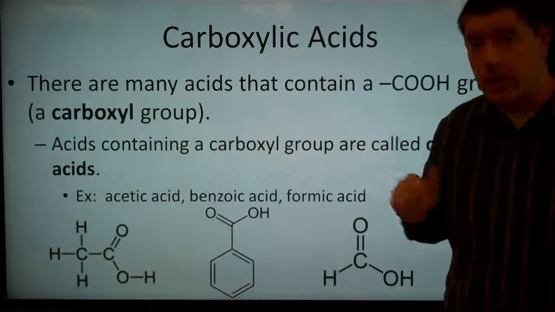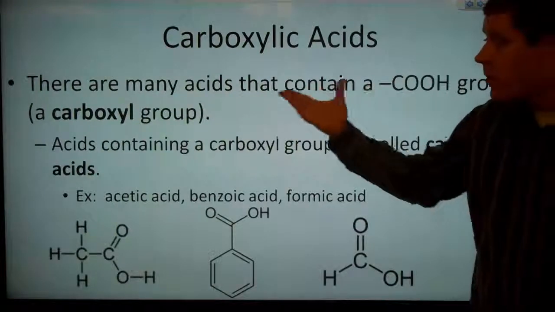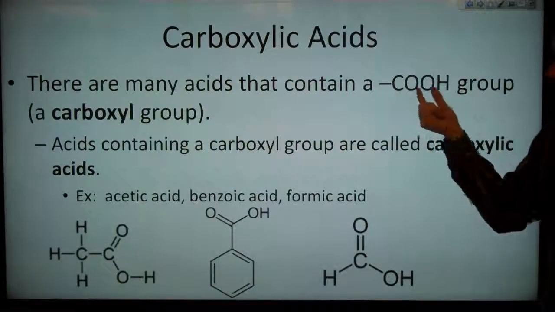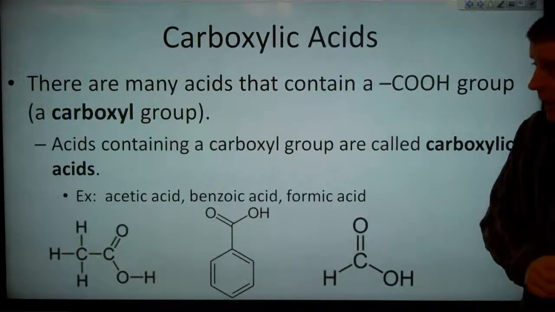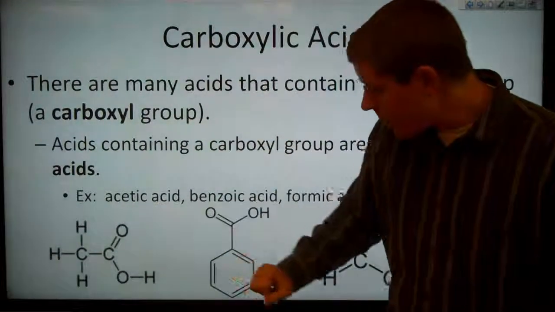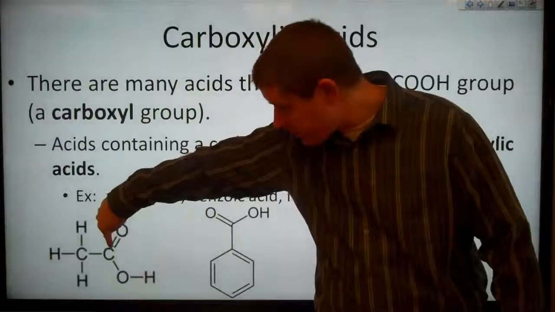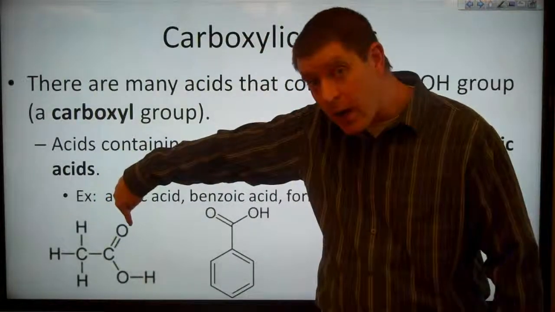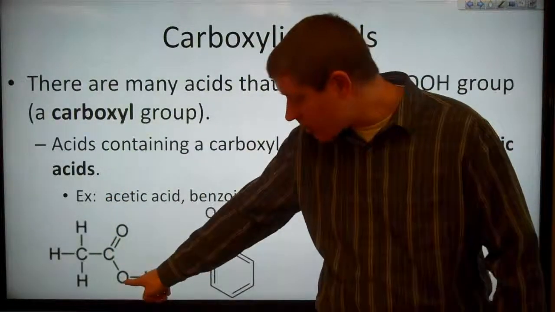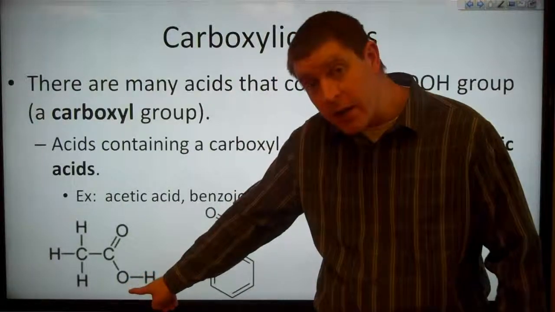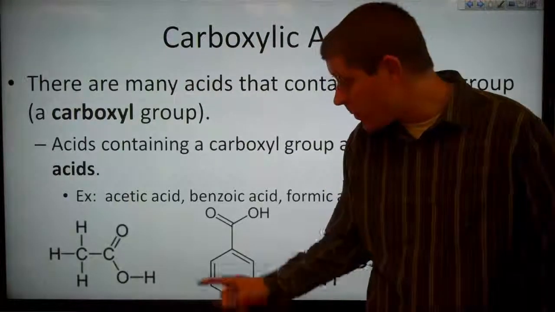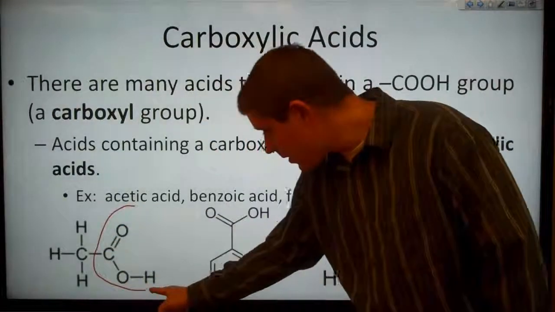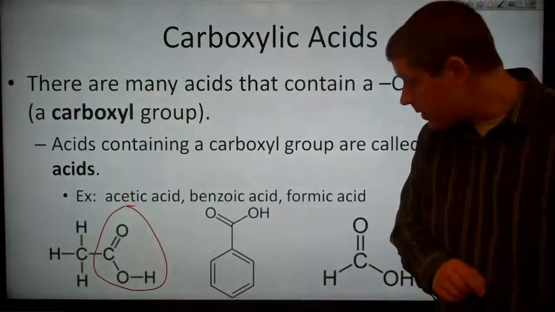So, now we can talk about carboxylic acids. So, there are many acids that contain a COOH group, which is what we call a carboxyl group, that looks something like this, where we have a carbon atom double bonded to an oxygen. That carbon atom is also singly bonded to an oxygen, which is singly bonded to a hydrogen. So this group here is called our carboxylic acid.